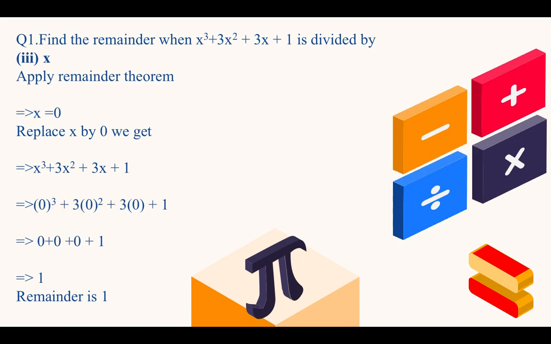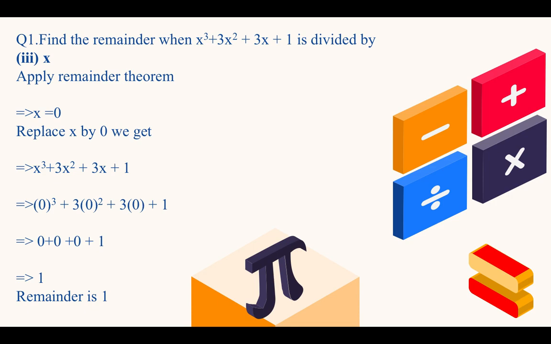Now third question, x. You have to divide the given polynomial by x. So by applying the remainder theorem, I will write x is equal to 0. So there's no other term over here. So value of x by itself becomes 0. So now I will replace x by 0. So x cube means 0 cube plus 3x square means 3 0 square plus 3x means 3 into 0 plus 1. So all the terms become 0, 0, 0. I am left with only the constant term which is 1.